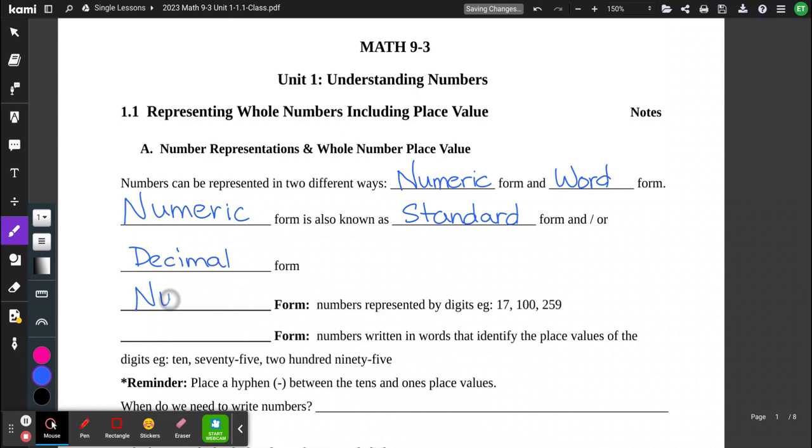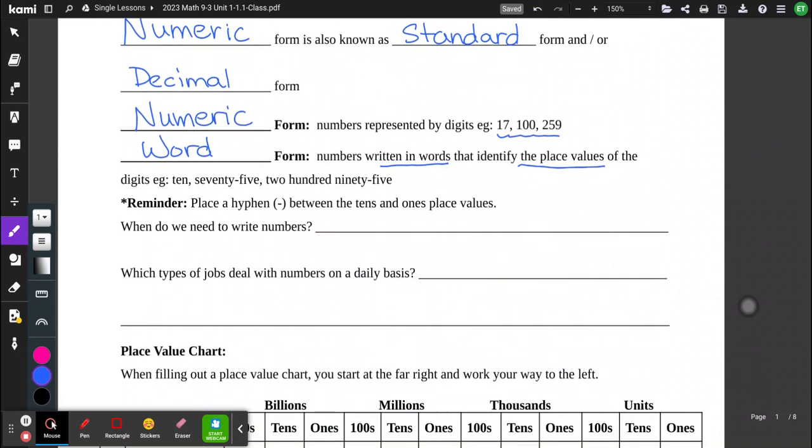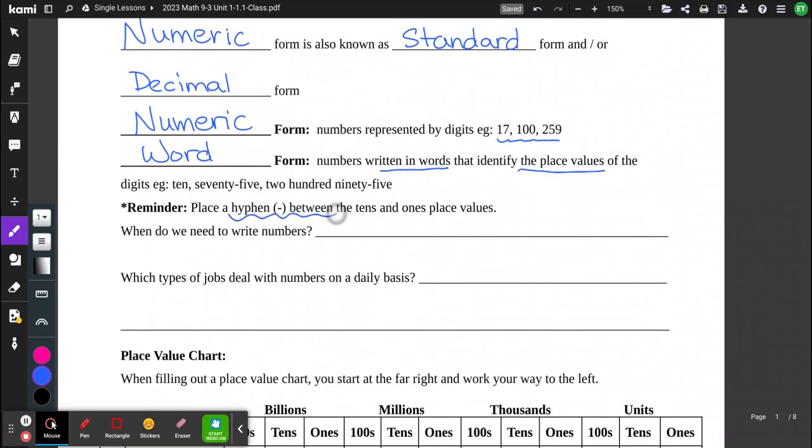Numeric form is the numbers represented by digits. So you see on the right, we have digits here. Whereas word form, the numbers are written in words that identify place values. Okay, so as a reminder, we need to place a hyphen between the tens and ones place value in every situation. So whether it's the millions, the thousands, we always need to do that.